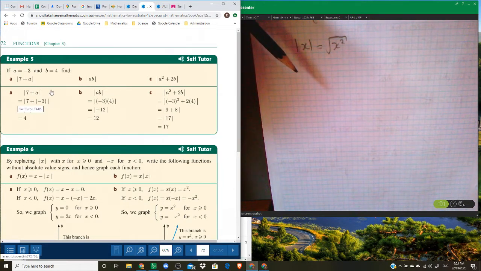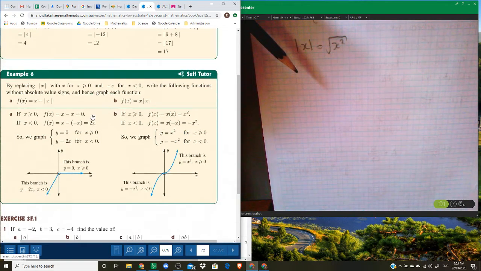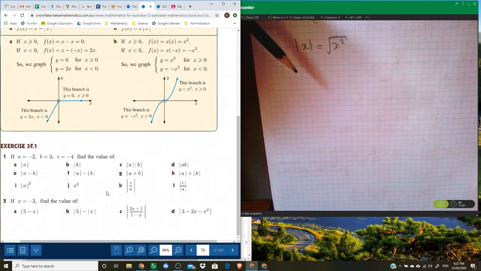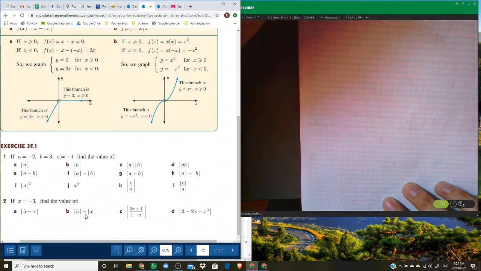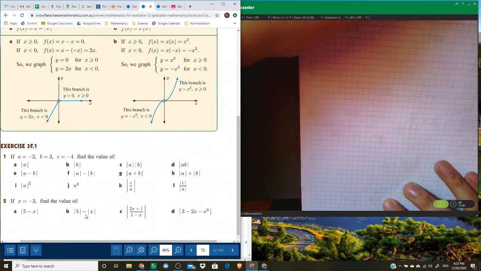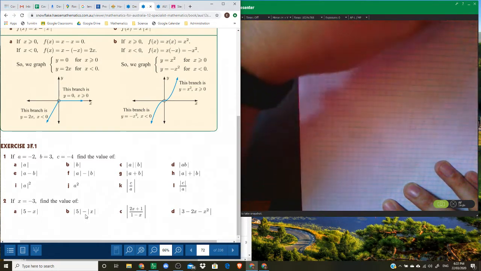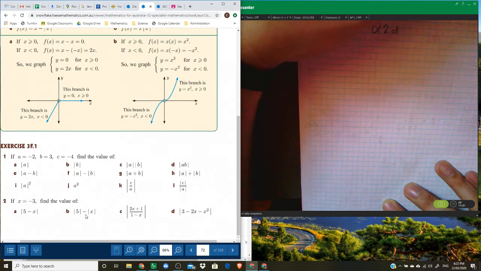So operations in terms of these. Basically, you can simplify and expand. I think this is all pretty straightforward. Maybe I'll go through another operation. I'll do a question out of question 2 at least. I'll do a couple of these questions. So 3F1, question 2D. If x equals minus 3, we'll find the modulus of this.